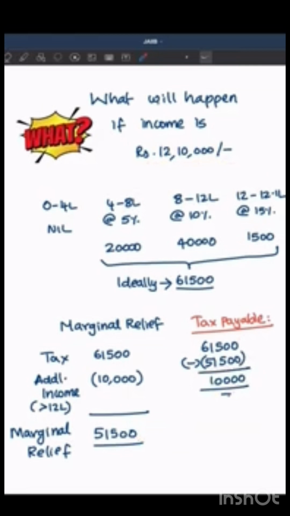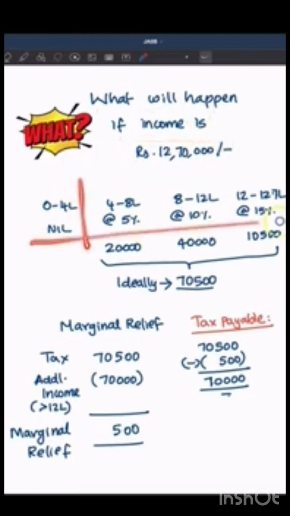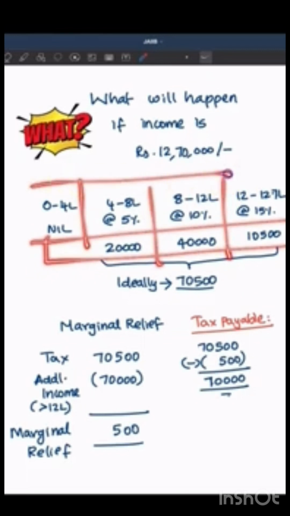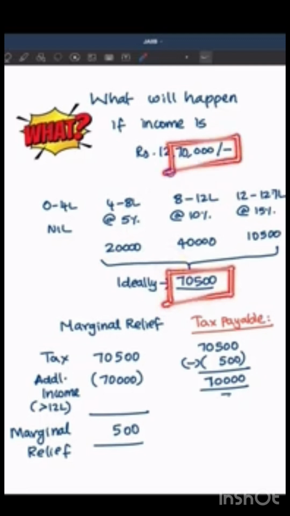Let me also give you another scenario. Let us take this scenario when income is 12,70,000. So in this case, as usual, we'll calculate as per the slabs. And here, up to 12 lakh, we know it is 20 plus 40, 60,000. And 12 to 12 lakh 70,000, that is 70,000 at the rate of 15%, it is 10,500. So totally it is 20 plus 40 plus 10,500, it is 70,500. So here this individual is asked to pay 70,500 because his income exceeded 12 lakh by 70,000.